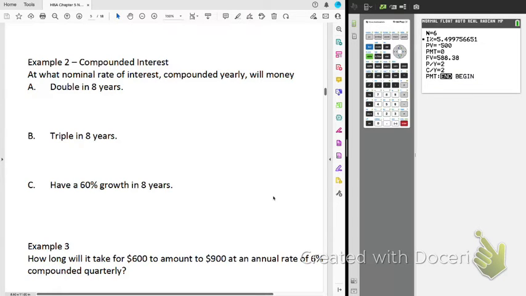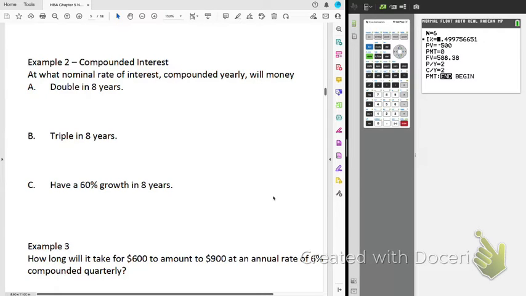Did they tell you how much you are investing? No. So here's the thing with that. It doesn't matter, as long as you pick a starting amount and an ending amount that doubles. So what are some of my options? 1 and 2. $1, $2, 2 and 4, 100 and 200. I don't care. It will all work out the same.